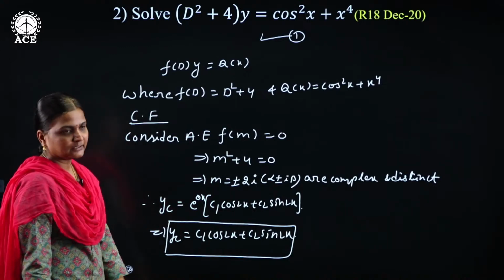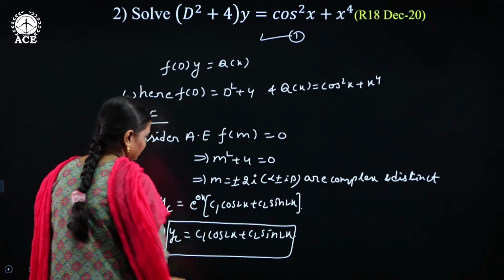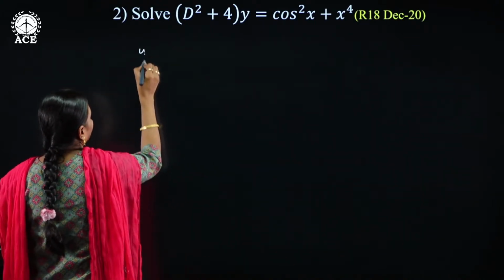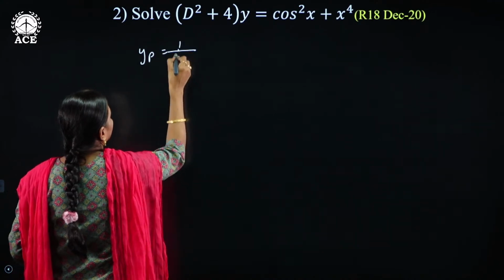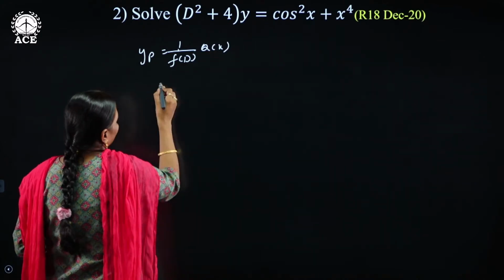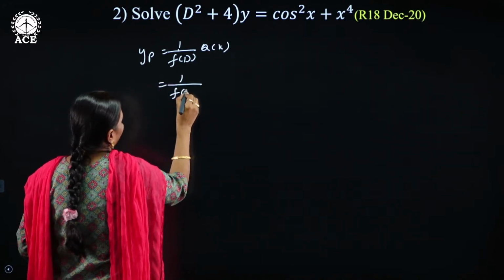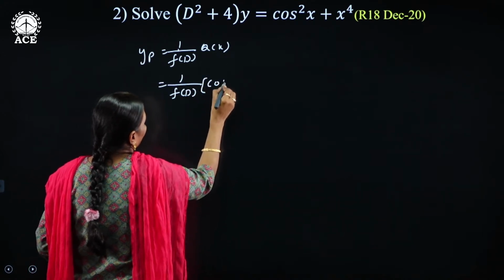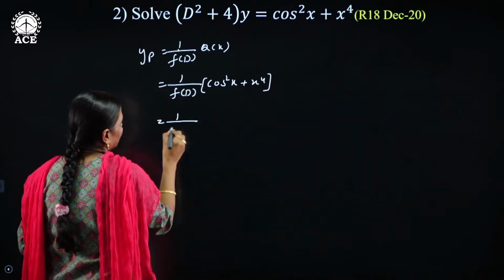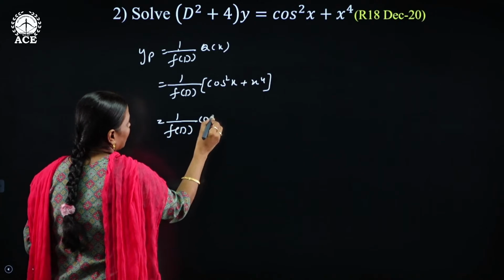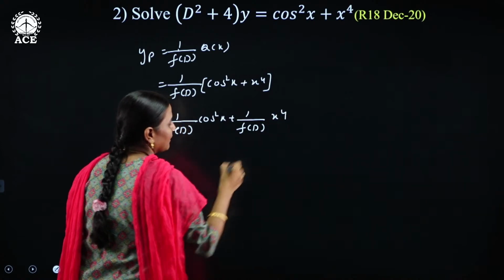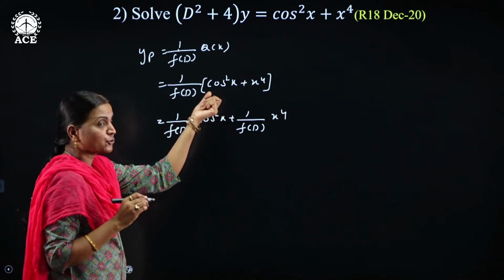Next, how to find the particular integral? What is the particular integral definition? yp is equal to 1 by f of d into q of x. Here q of x contains two terms. q of x is equal to cos square x plus x power 4. Split it: 1 by f of d into cos square x plus 1 by f of d into x power 4.